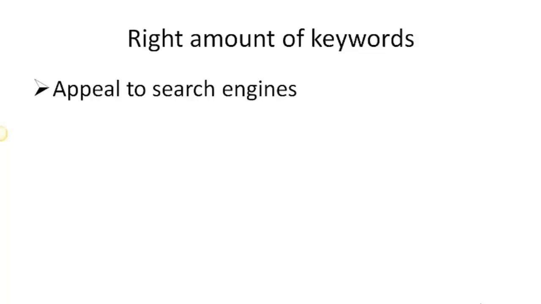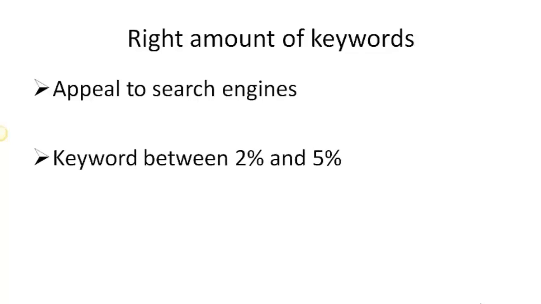Now you've got to embed it the right number of times. In this instance, we're talking more about appealing to search engines than we are appealing to the human reader. So we want to appeal to search engines like Google, Bing, whatever. The correct keyword density is between 2 and 5% throughout your article. So for every 100 words, your keyword needs to appear between 2 and 5 times, which is not an unnatural way of writing when you get into writing articles for the web. That's not a difficult thing to do.